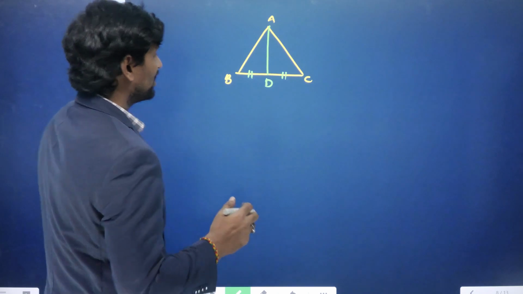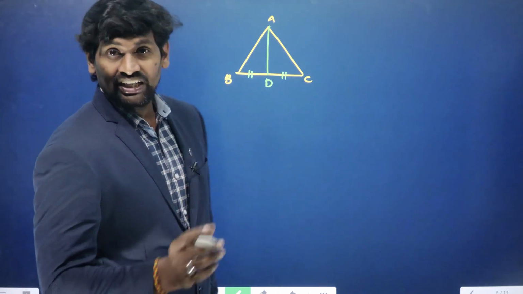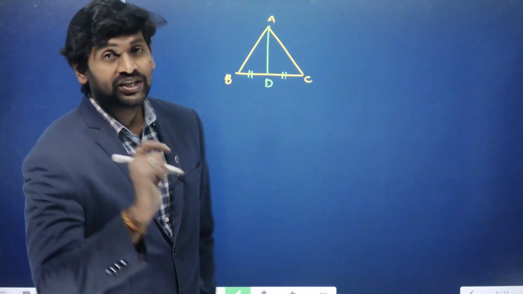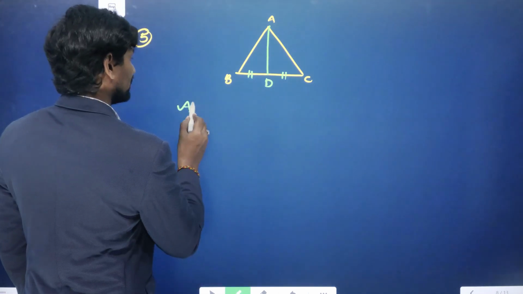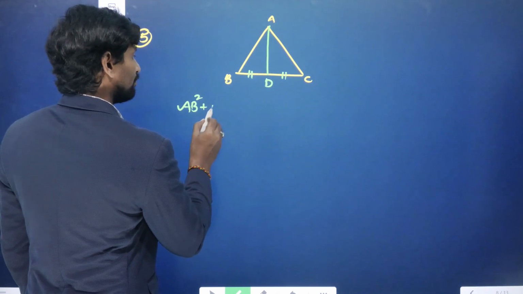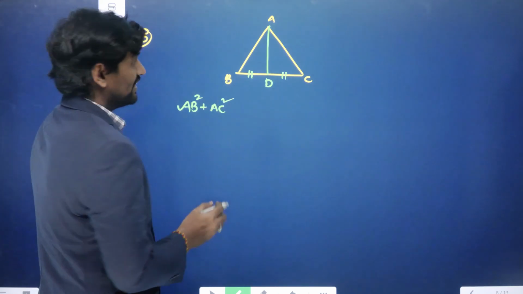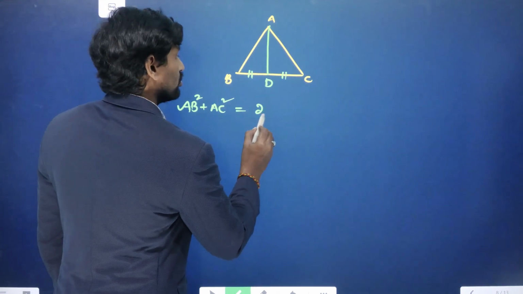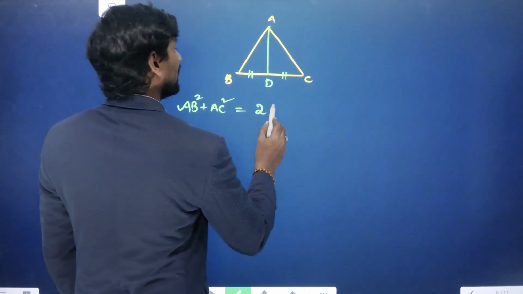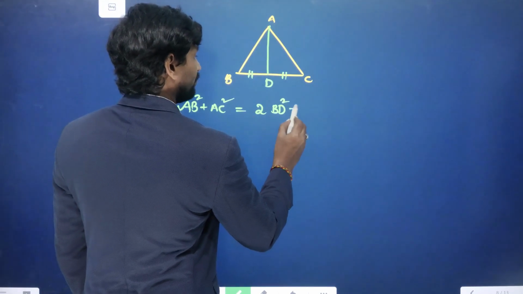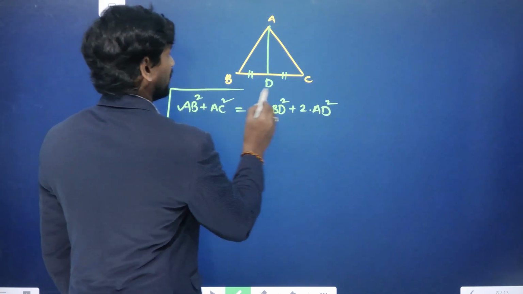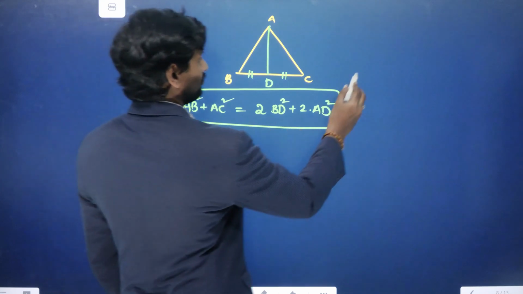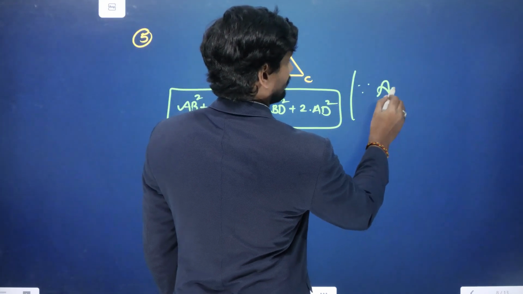What is the Apollonius theorem? In a triangle, the sum of the squares of any 2 sides is nothing but: AB square plus AC square is equal to 2 times BD square plus 2 times AD square. This is the statement we should remember from the Apollonius theorem.